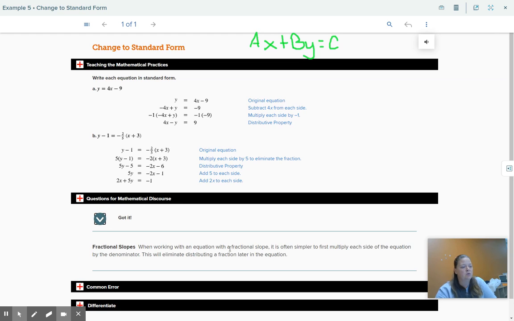When working with an equation with a fractional slope, it's often simpler to first multiply each side of the equation by the denominator. This will eliminate distributing a fraction later on in the equation.